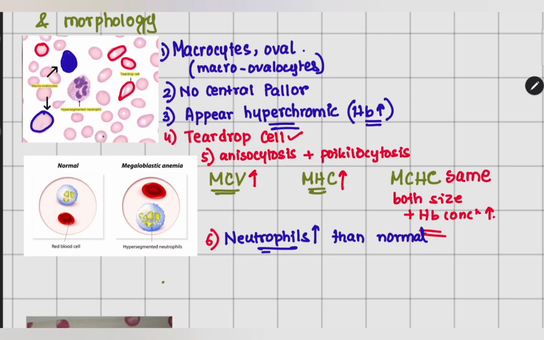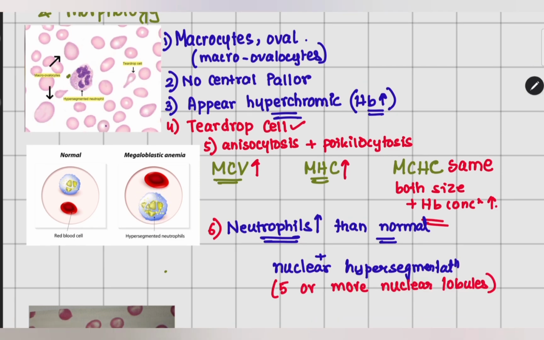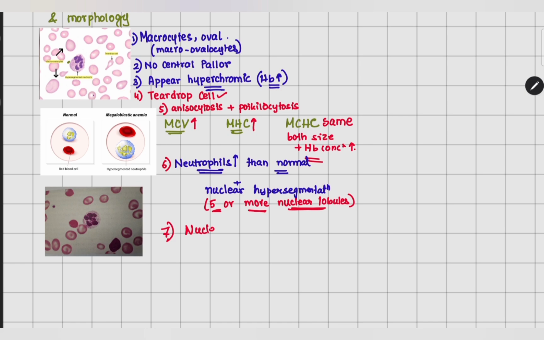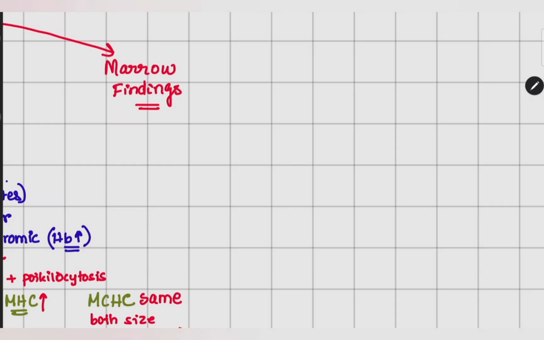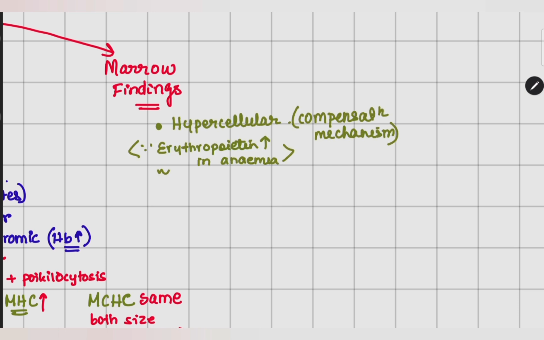Neutrophils are also larger than the normal size, and we can find nuclear hypersegmentation. You can see in the picture there are 5 or more nuclear lobules, and also we can find nucleated RBC precursors. Now let's come to the marrow findings. Obviously it is hypercellular because of the compensation mechanism. Erythropoietin has increased due to anemia.